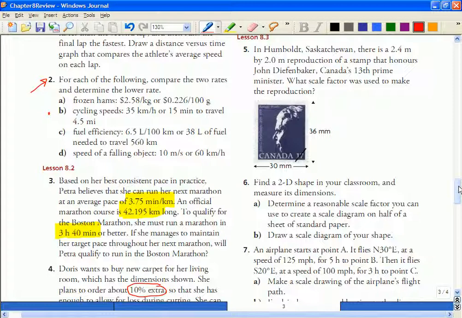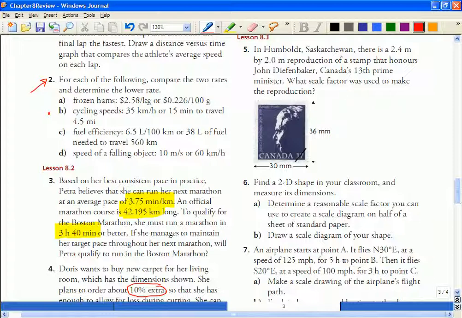Anyways, if this was the original stamp, what we want to do is figure out what scale was used to make the reproduction. So if it was 36 millimeters by 30 millimeters, and now it's 2.4 by 2, what's the scale factor they used to enlarge this? Okay, did anybody come up with an answer here? Okay, well let's put it into a scale, like just one factor. So here's how we could work that out.